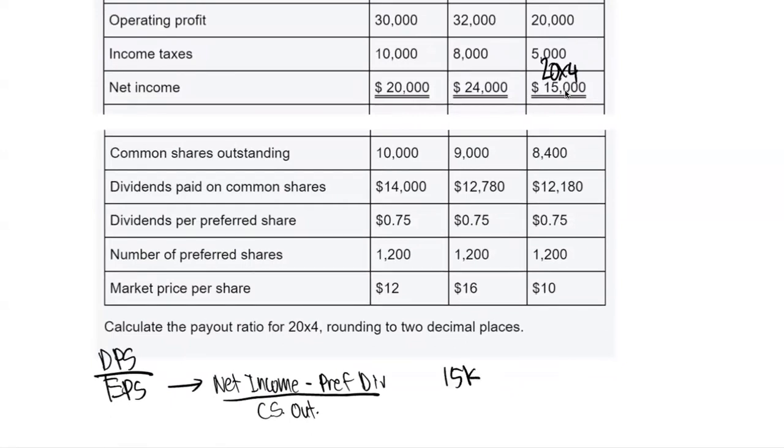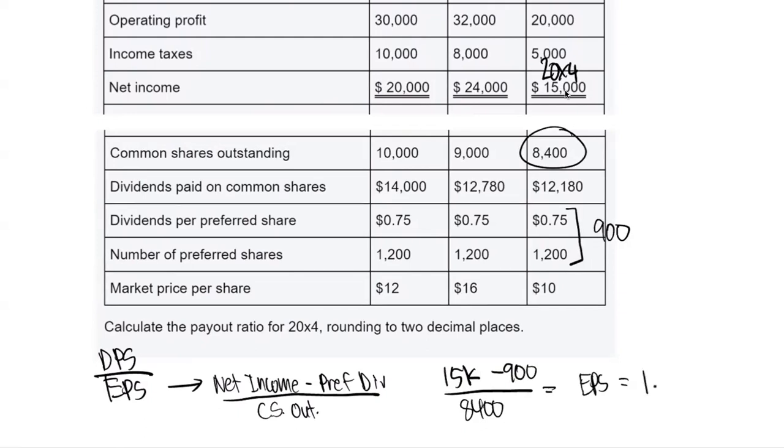Yes. And then, magkano yung ating total preference dividend? Paki-multiply naman, Colleen, itong ating 0.75 times 1,2. 900 po. So that is 900. So minus 900 divided by the common stock outstanding, which is 8,400. And that would be your earnings per share. So 15,000 minus 900 would be equal to 14,100 divided by 84.